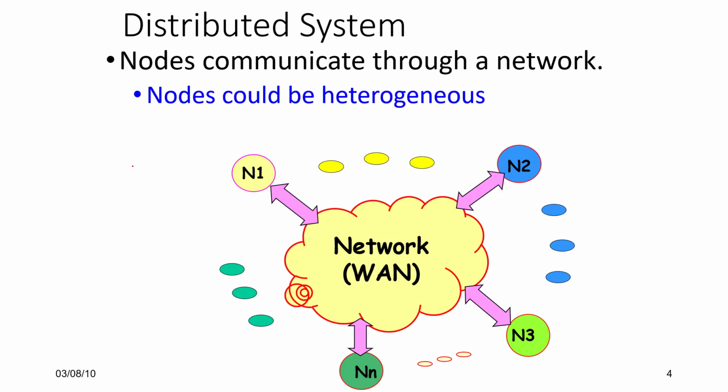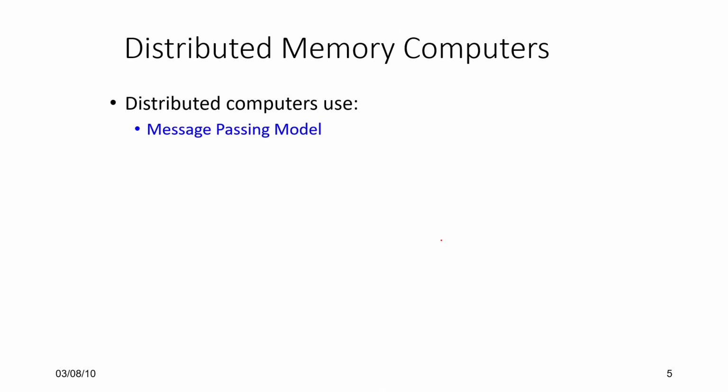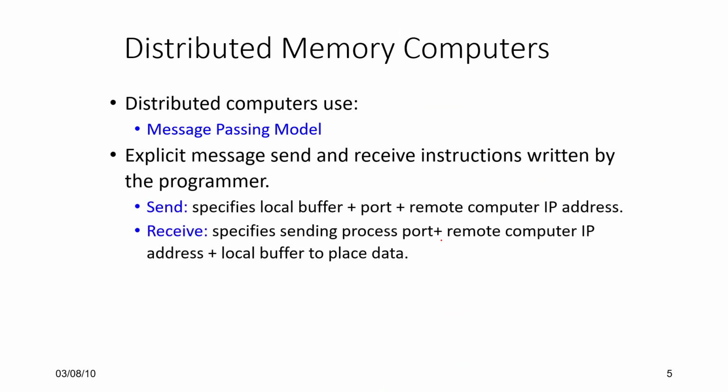So in a distributed system, the different nodes can be connected with a network, which could be a local area network or a wide area network, doesn't matter, some network. They use a message passing model. So the two primitives are send and receive. In send, you specify the IP address and the port. And in receive, you say that, look, I want to receive a message either from anybody or from a specific process port and a remote computer. I want to receive a message only from a given sender, and then the message that you get, you place it in this local buffer.